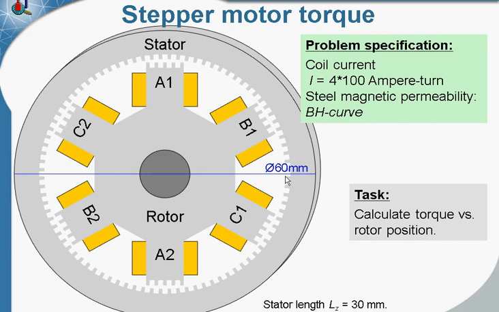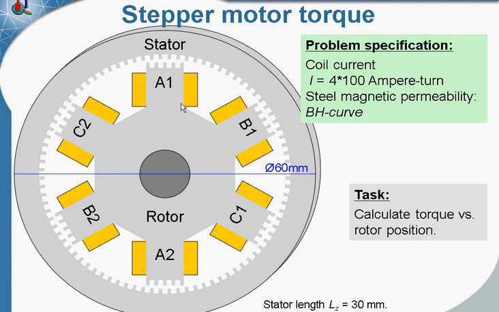Stator outer diameter is 60 mm and the motor axial length is 30 mm. Energizing different coils, we can control the rotor position. Our task is to calculate the torque as a function of the rotor position.